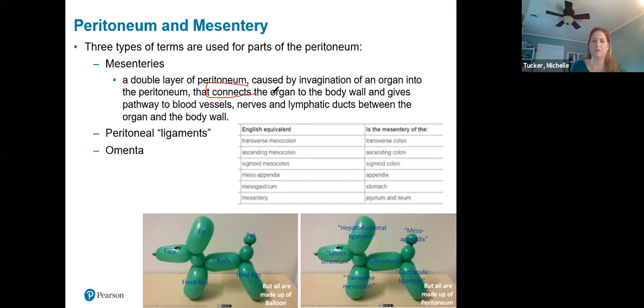So a mesentery is a doubled-up double membrane, and it is going to connect organs to the body wall. It kind of loosely suspends them in the body wall. It also provides a pathway for blood vessels, nerves, and lymphatic ducts.